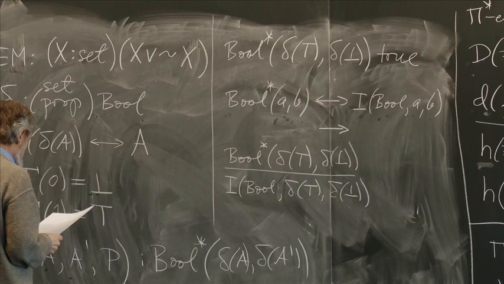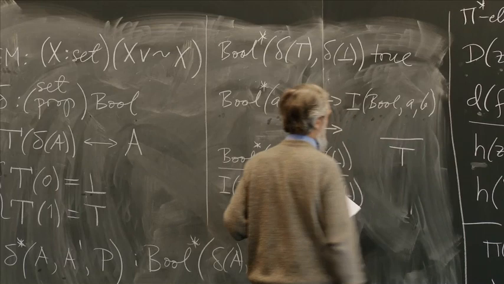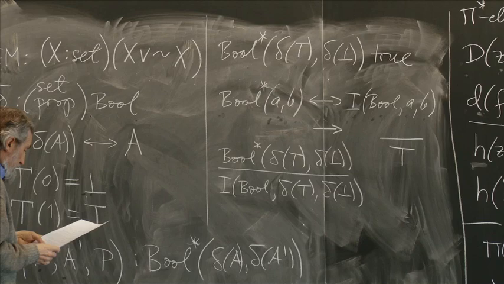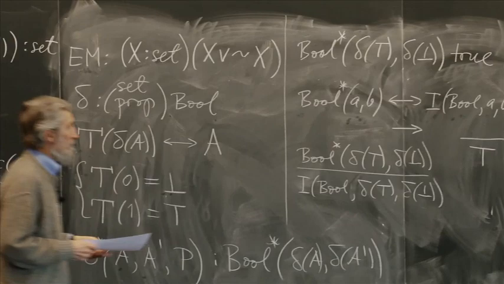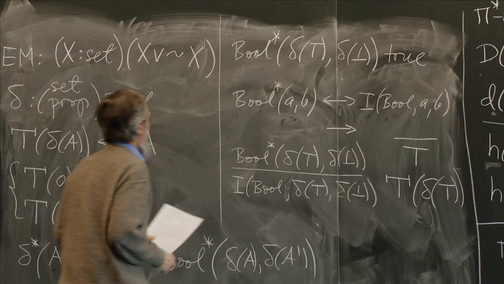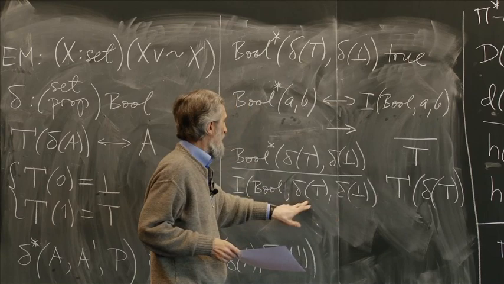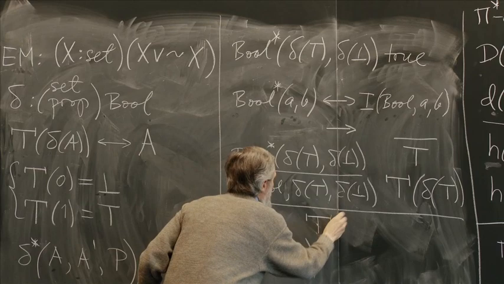But now, by the introduction rule for true in natural deduction, true is true. Because of this equivalence, we can conclude from true to T of delta of true. But now delta of true is identical to delta of false. So by the usual elimination rule for identity, we can conclude T of delta of false instead.